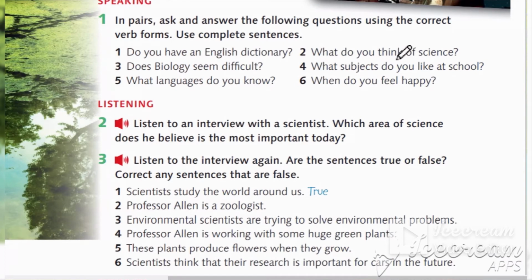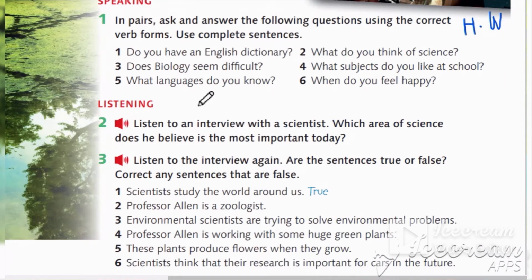Does biology seem difficult? What do you think of science? I think it is what? What subject do you like at school? What languages do you know? When do you feel happy? Now these questions are for you. You will answer them.